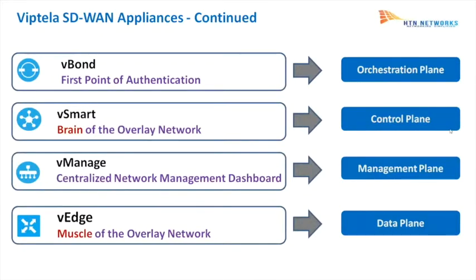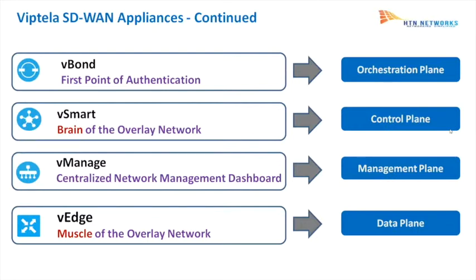vBond is basically your first point of authentication. Any device that comes up on the Viptela network has to first talk to vBond, get authenticated from vBond, and then it can perform the other functions. vSmart is basically the brain of the overlay network. It is the place where you define all your control policies and data policies, and all the tunnels from the edge devices get created to the vSmart.